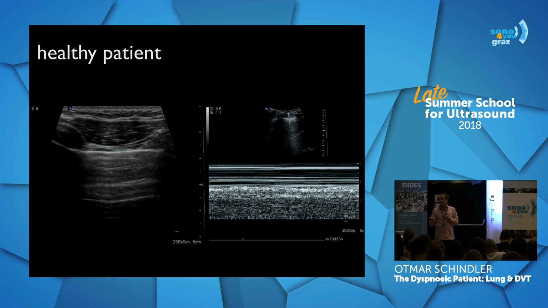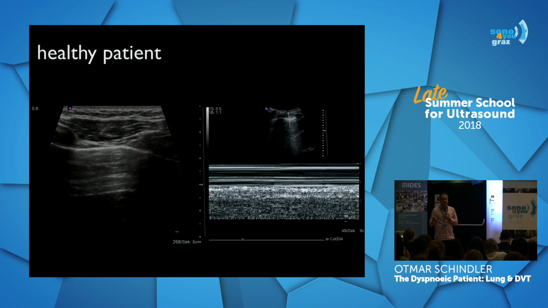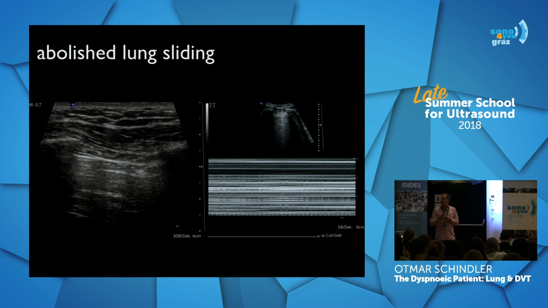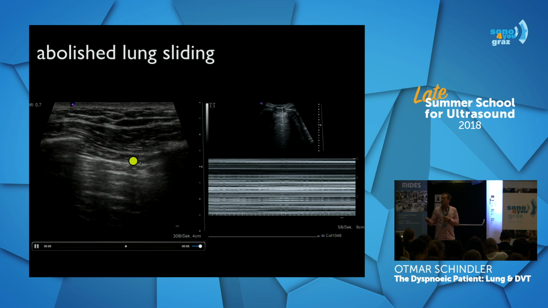What does it look like? That's a healthy patient. We have seen that there's lung sliding. In M mode, there's the seashore sign, as it's called. Yeah? And that's the patient with pneumothorax. You don't see here in the pleural line, you don't see the motion.